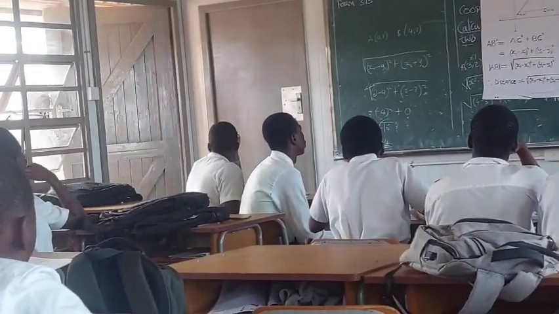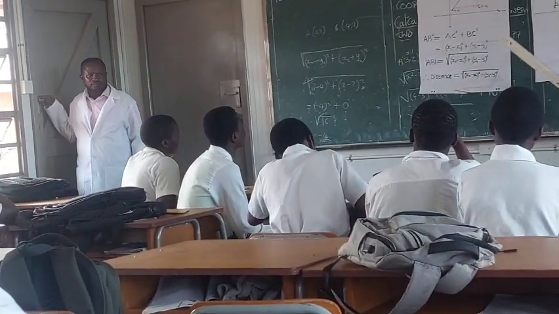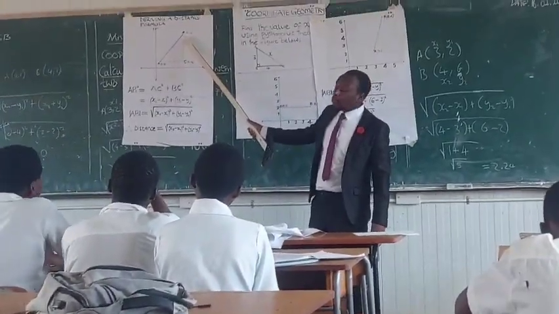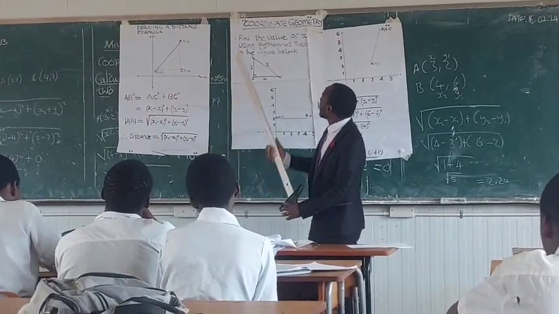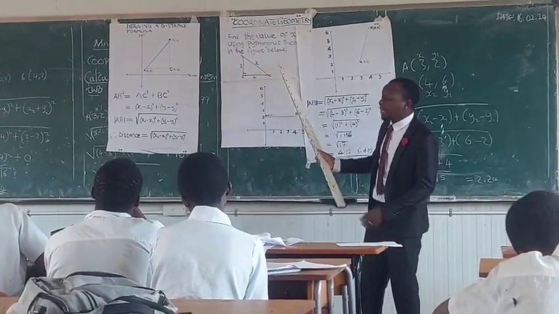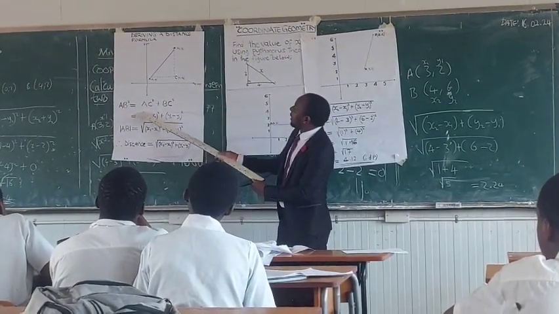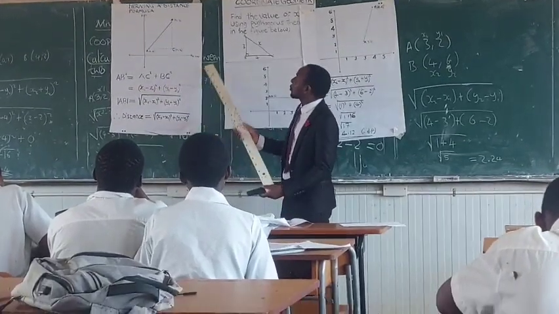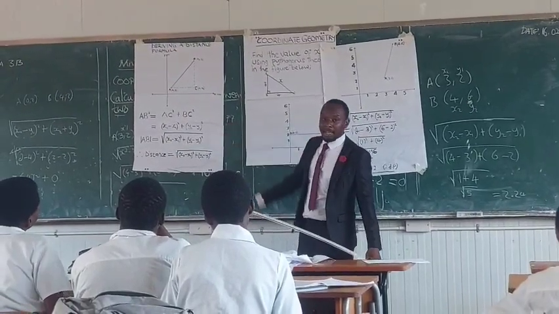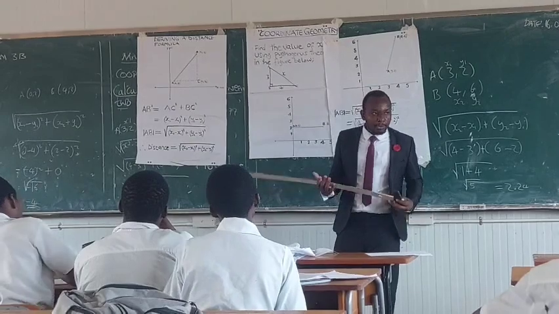Are we together? Now, the distance we want to get is AB. Using Pythagoras theorem, which we did here, we are going to say AB squared is equal to AC squared plus BC squared. So we have squared it like that. Therefore, let's put the values now.